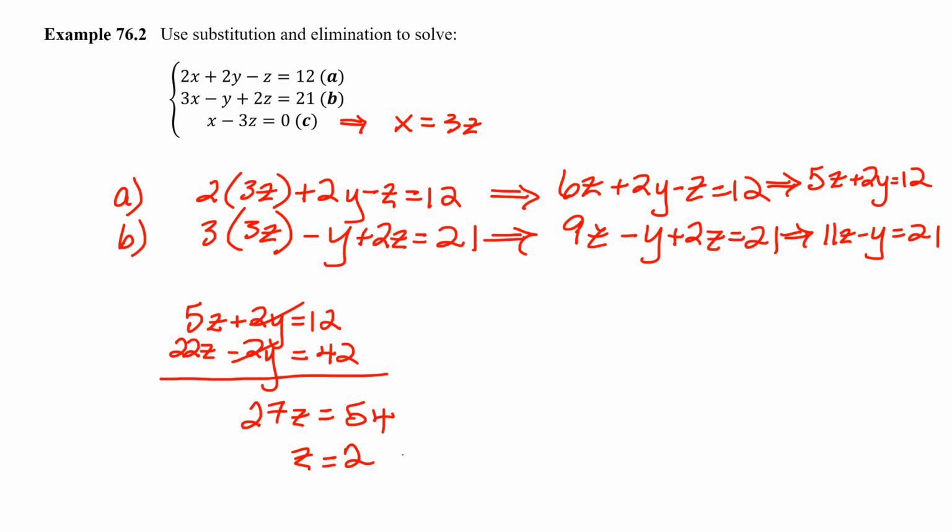And now I can just substitute that into the equations I have to find the other letters. I know that x equals 3z. So x is going to equal 3 times 2, which is 6.